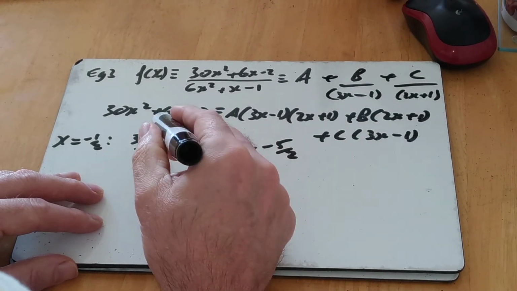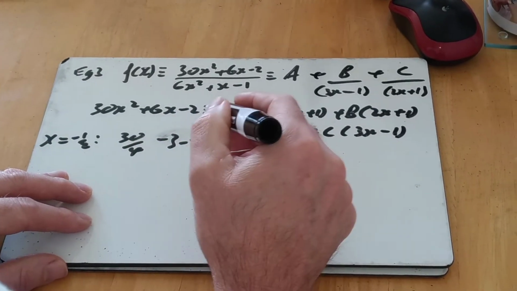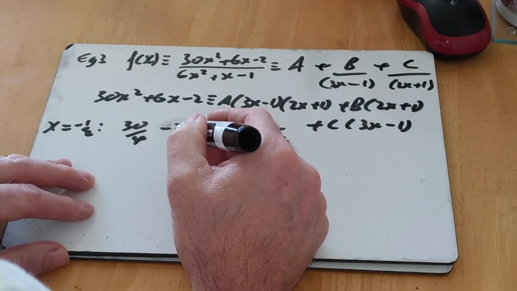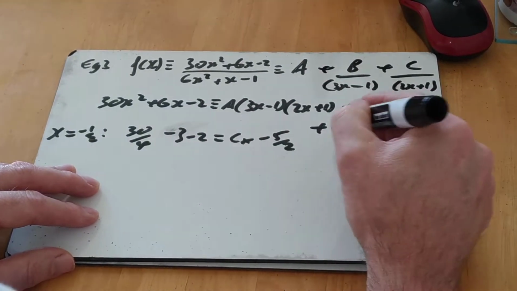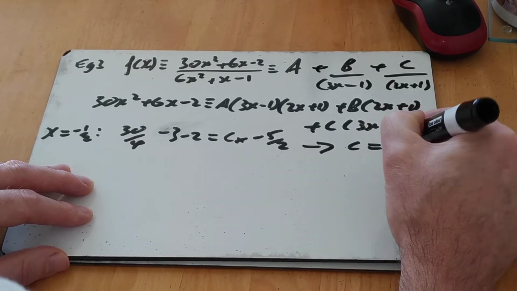What does that give us then? 15 over 2, 7.5, minus 5, 2.5, minus 5 over 2, which gives me c equals 1.